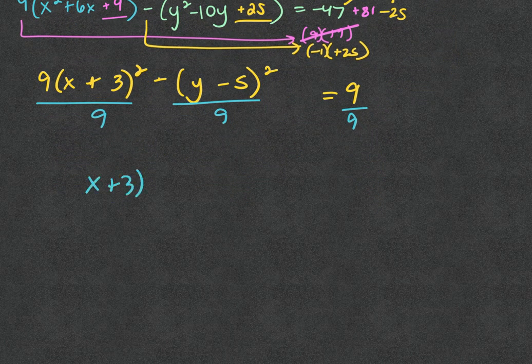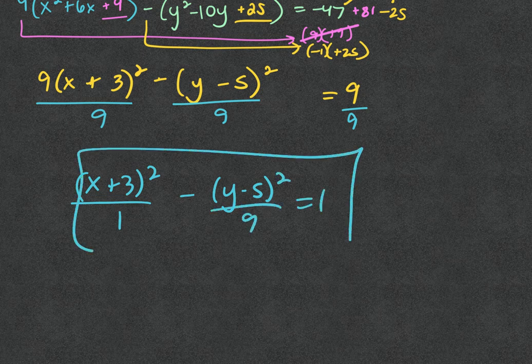x plus 3 squared over 1. You don't need the over 1, but if you want it to remind you that a squared is 1, that's fine. Minus y minus 5 squared over 9 equals 1. That's the standard form. And then we go from there. So the x is first, which means this is horizontal.